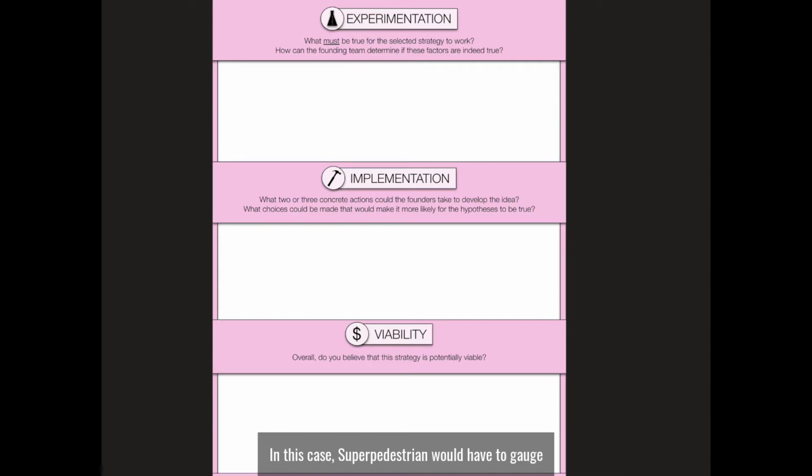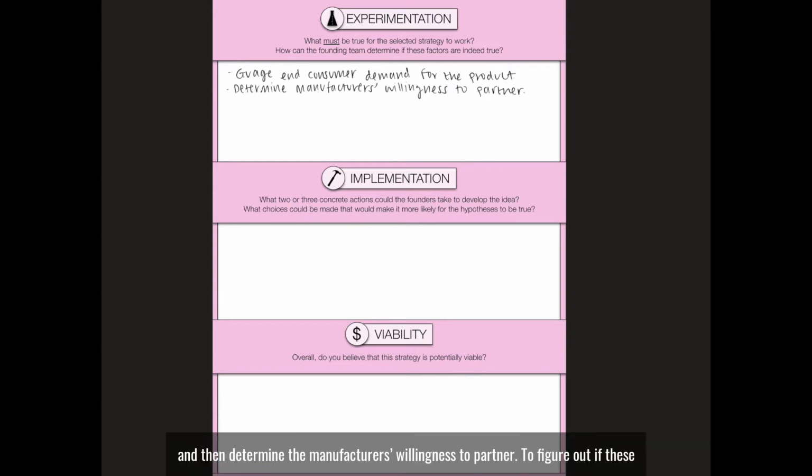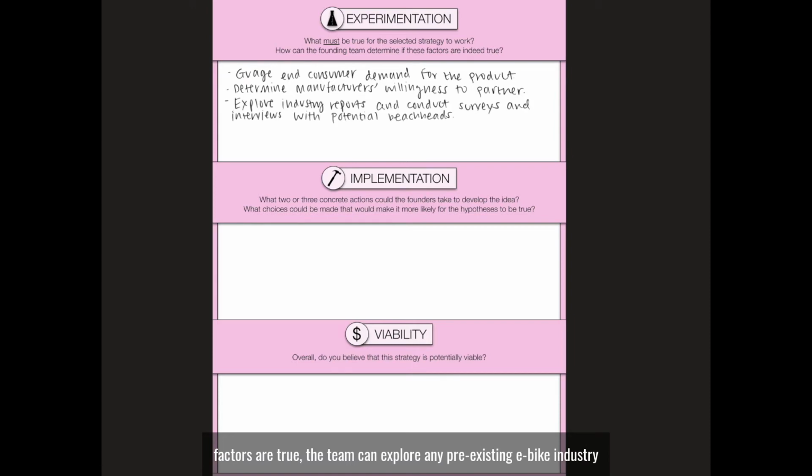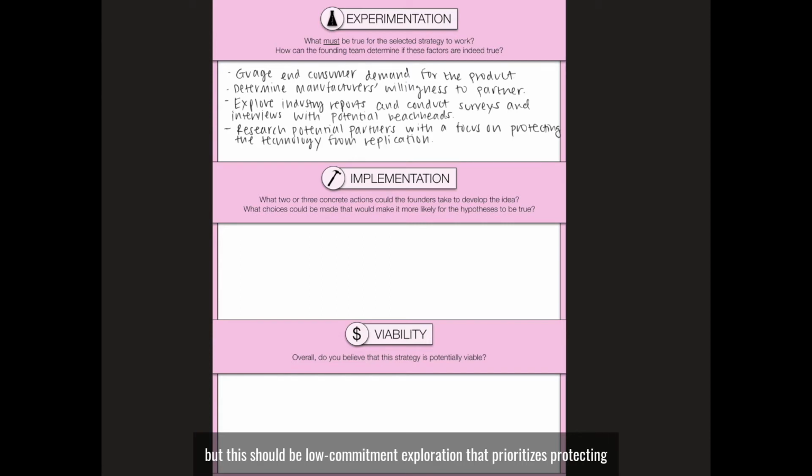In this case, Superpedestrian would have to gauge end consumer demand for the product, and then determine the manufacturer's willingness to partner. To figure out if these factors are true, the team can explore any pre-existing e-bike industry reports, and conduct interviews with potential customers to understand market demand. The team can also begin looking for potential partners, but this should be low commitment exploration that prioritizes protecting the technology. We wouldn't want a major firm to see what we have to offer and then go on to replicate it themselves.